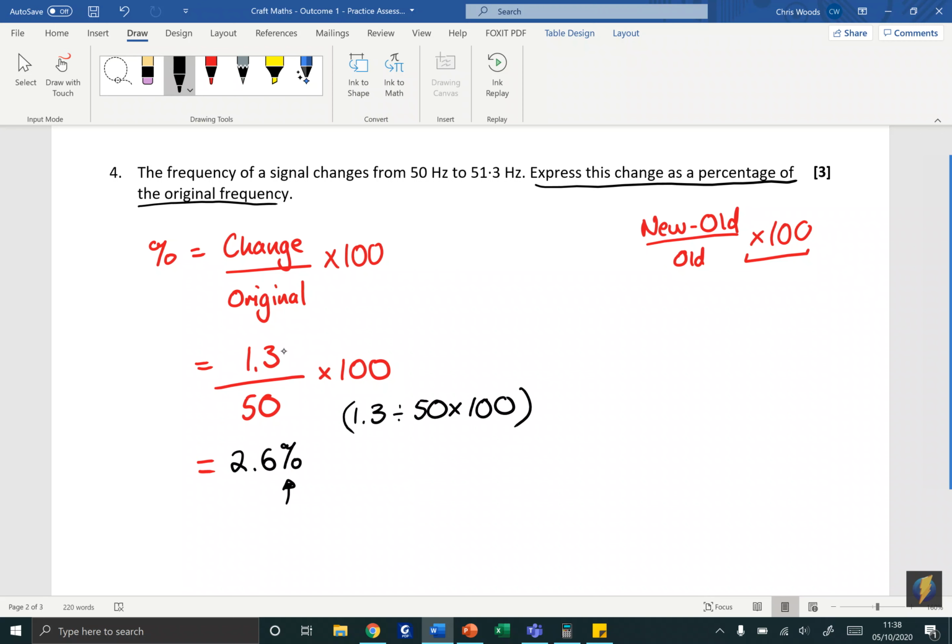Okay, and the 3 marks come from finding the change, completing this, dividing it by 50 and changing it to a percent, which is the multiply by 100.